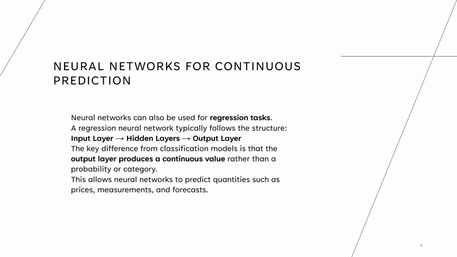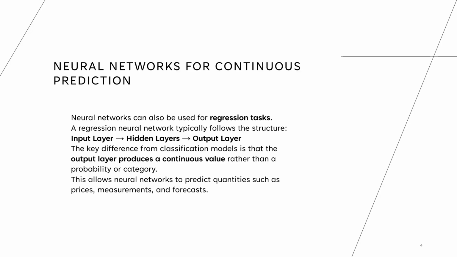A neural network designed for regression still follows the same overall structure that we studied earlier. Information flows from the input layer through one or more hidden layers and finally reaches the output layer. The key difference appears in the output layer itself. In classification tasks, the output layer typically produces probabilities that correspond to different categories. In regression tasks, however, the network is designed to produce a continuous numerical value. In other words, instead of predicting a class label, the network directly predicts a number.